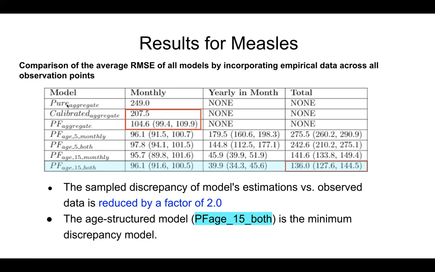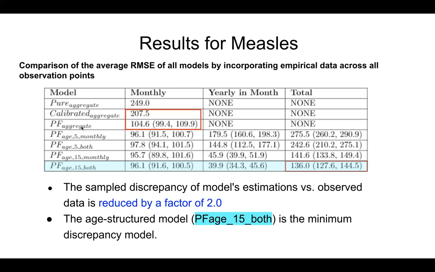Okay, so the first model, named the pure aggregate model, is simply an SEIR measles model with all the parameter values taken from a previously published paper. The second one, the calibrated aggregate model, is also a deterministic SEIR model, but the contact rate parameter is calibrated by incorporating the empirical data we already have, which is the Saskatchewan reported cases from 1921 to 1956.